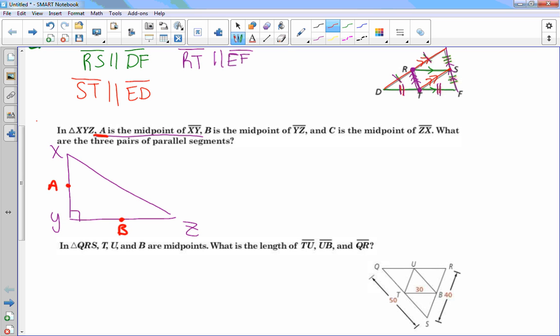Now, we should probably show that it's the midpoint. I'm going to do one tick mark on each half of XY, and two tick marks on each half of YZ. That means we found the midpoint. And C is the midpoint of XZ. So how would I show that this is actually a midpoint? Three tick marks. 1, 2, 3. 1, 2, 3. What are three pairs of parallel segments?